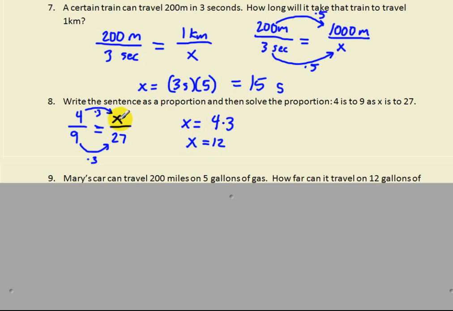And if you were to write 12 over 27, notice that that simplifies when you divide each by 3 to 4 over 9.